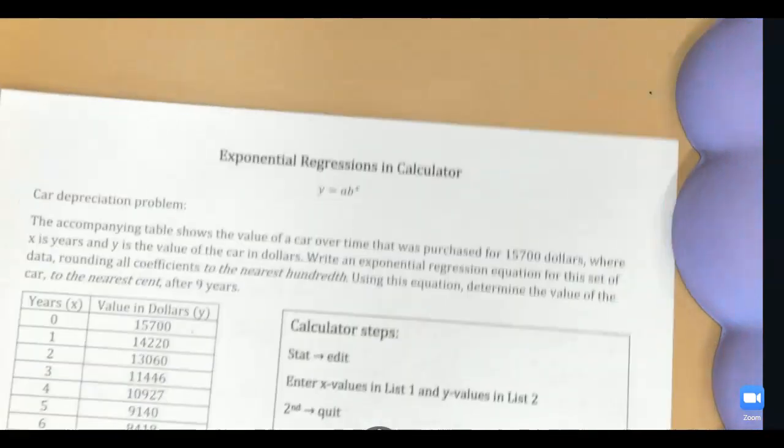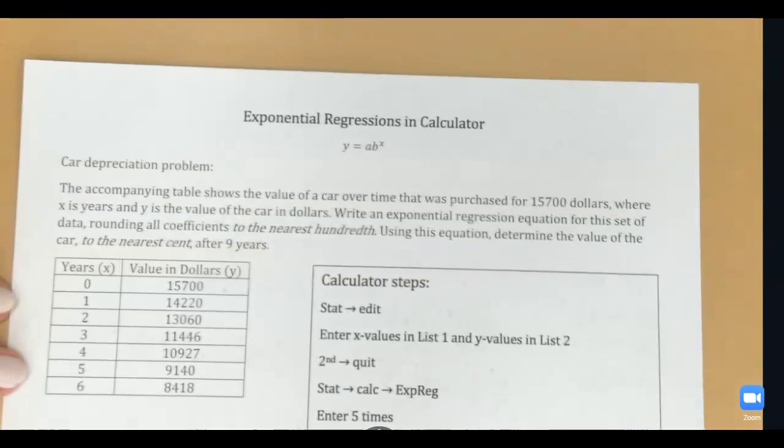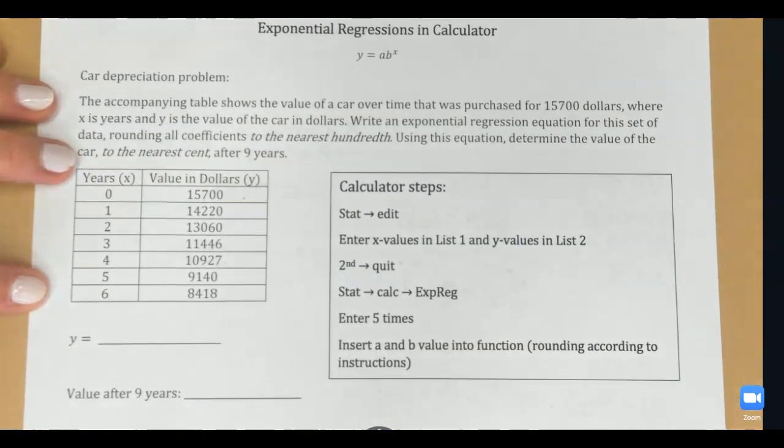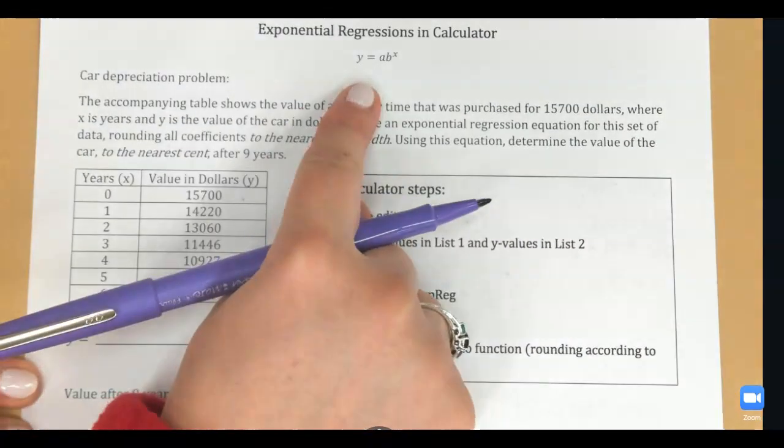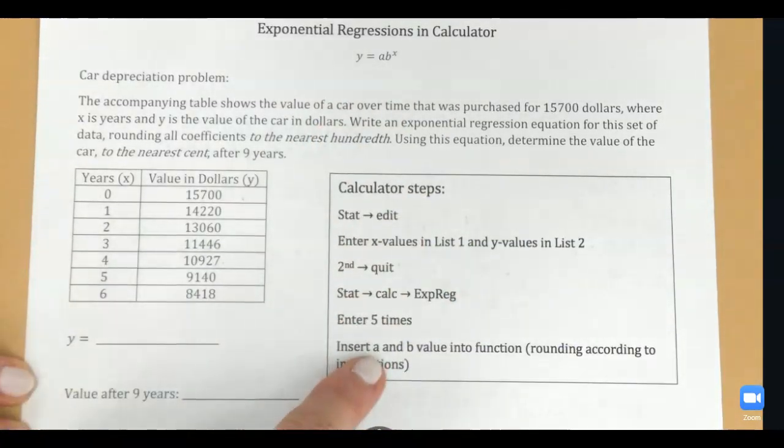But if you are given multiple data points in a table, you can actually have the calculator do the regression for you. And that's what we are going to practice next. So again, we still are looking for y equals ab to the x. And these are the steps we're going to follow for these 2 examples.